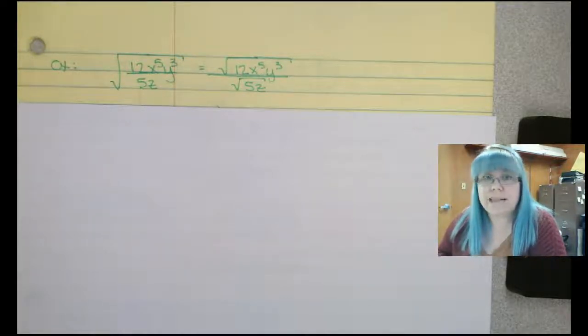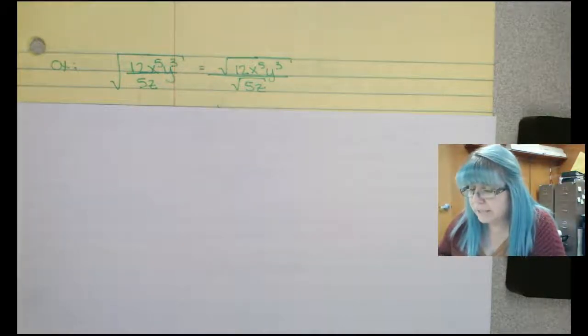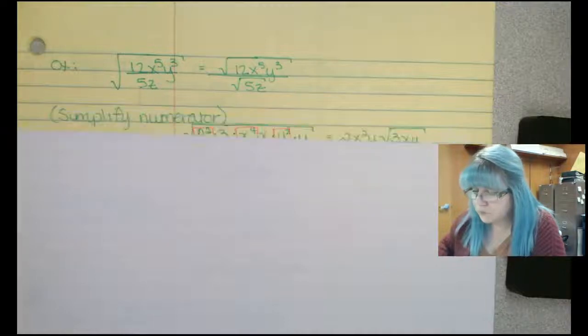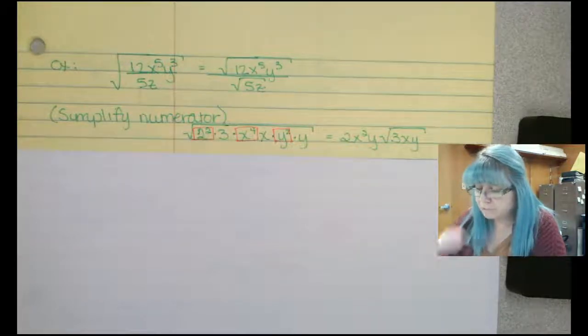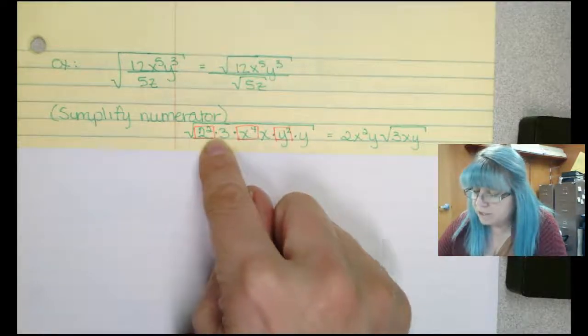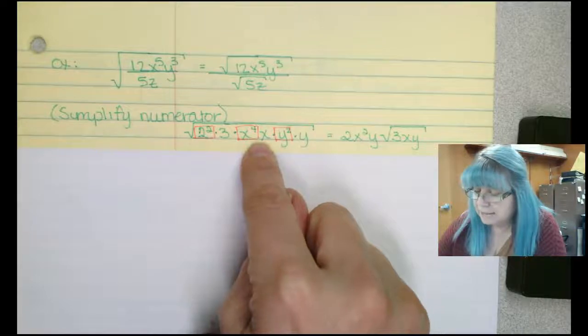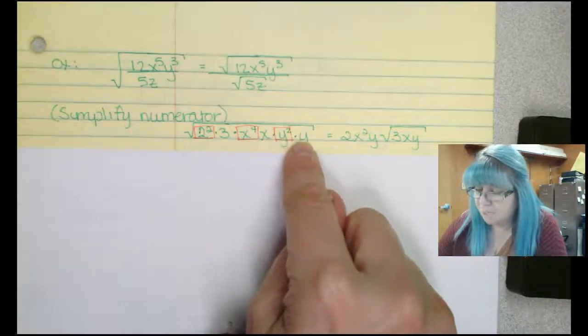The numerator can be simplified, right? The whole goal is to get it in simplified form. So we've got to follow those 3 rules. First thing, can I simplify that numerator? Yes, I can. So first step, simplify the numerator. 12 can be written as 2 squared times 3, x to the 4th times x, y squared times y.